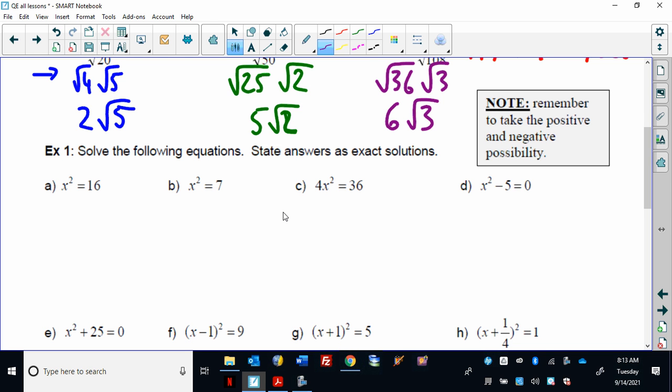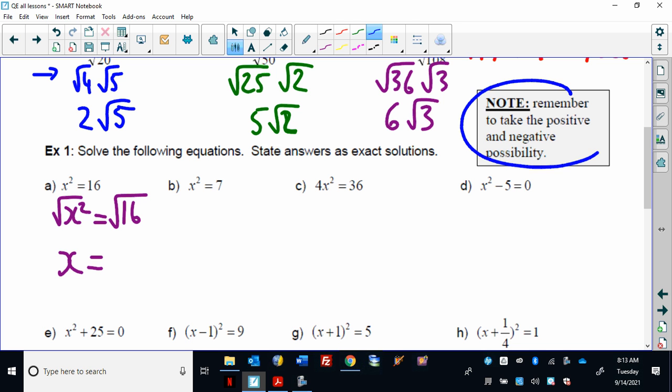All we need to do on this one is take the square roots of both sides, because we want to find x, not x squared. So we take the square root of x squared, and whatever you do to one side, you've got to do to the other side. So the square root of 16. And the square root of x squared is x. And it's actually plus or minus x. And the square root of 16 is 4, but big note here, remember to take the positive and negative possibilities. So this should be plus or minus 4.